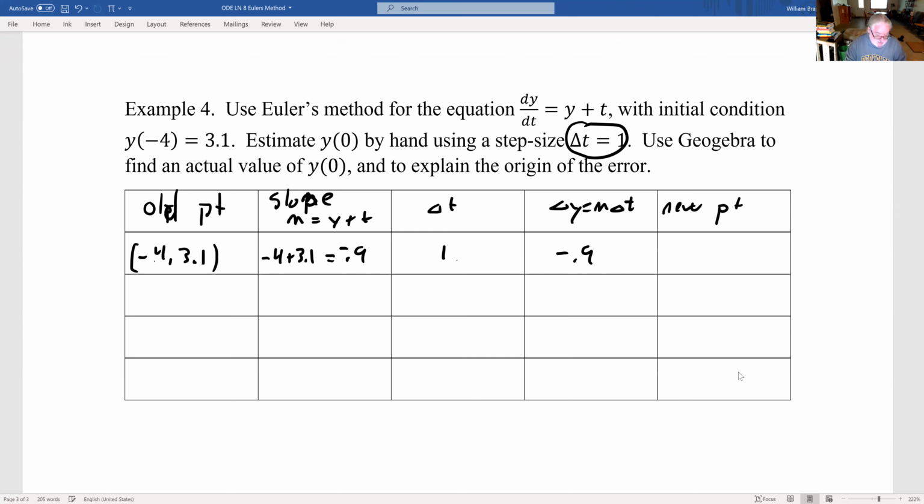So our new point is minus 3, right? Minus 4 plus 1 is minus 3. 3.1 plus minus 0.9 is 2.2. So we take the new point, we put it in as the old point, and run it through again. So the slope is y plus t, so minus 3 plus 2.2 is minus 0.8. Change in t is still 1, so minus 0.8 is my delta y, this times this. And now we're at minus 2, because that's 1 plus minus 3, and minus 0.8 plus 2.2 is 1.6.